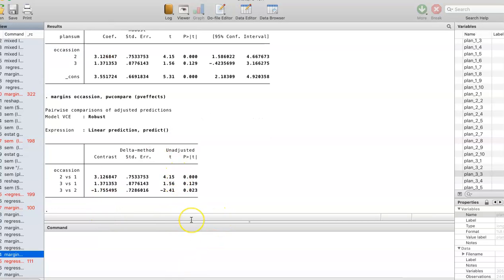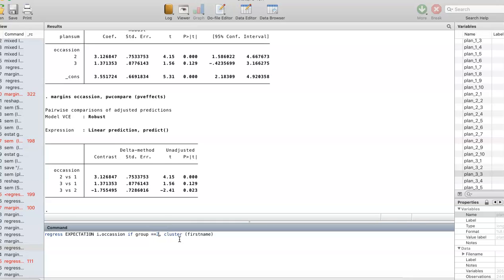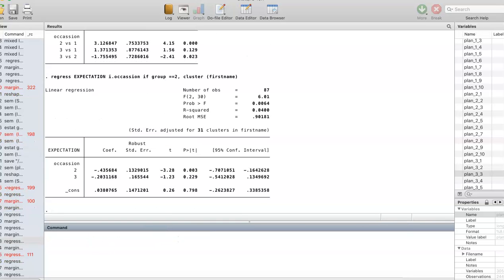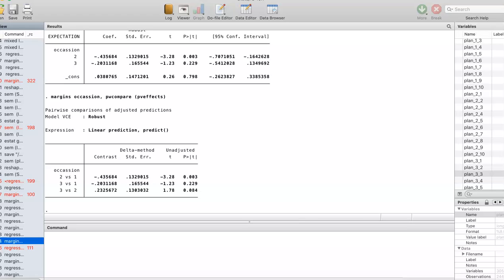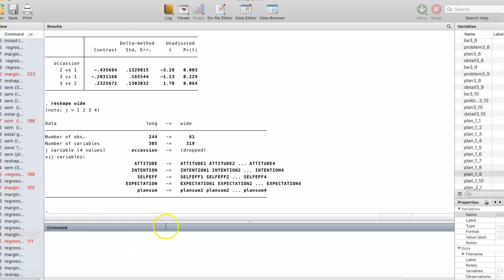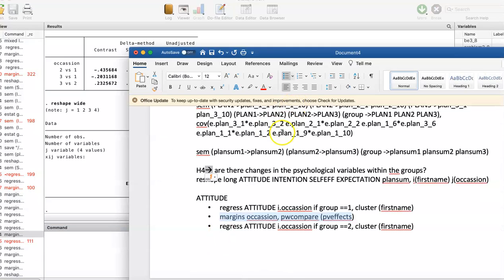And so we're looking at a significant increase in the amount of plans that were made from time point 1 to time point 2, but also a significant reduction from time point 3 to time point 2. I think that for group 2, behavioral expectations are the only significant area where they had a reduction from 1 to 2. Okay, so I'll reshape it wide now, and I'll run the structural equation models.